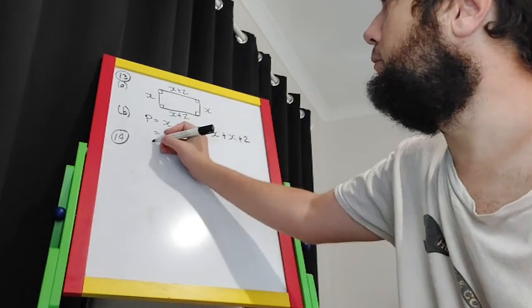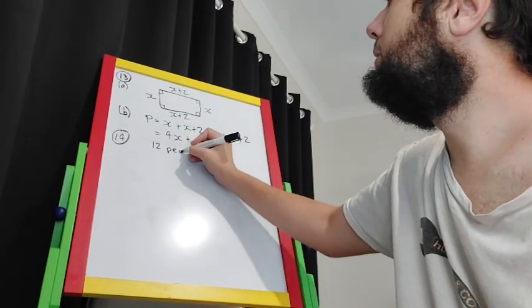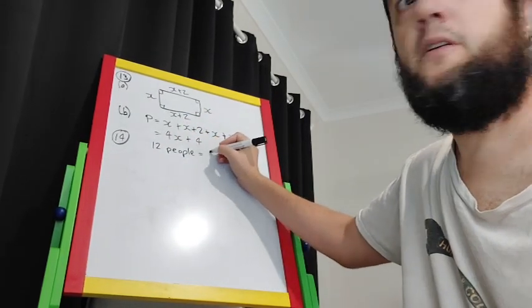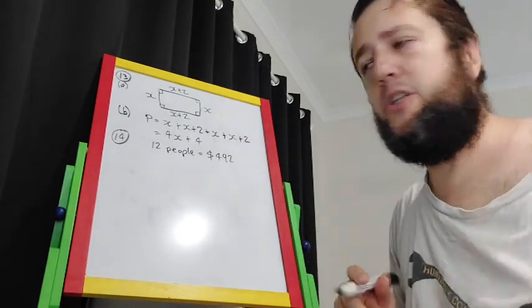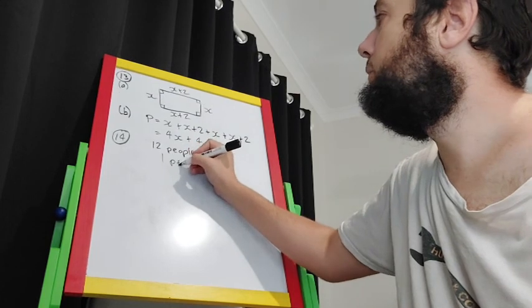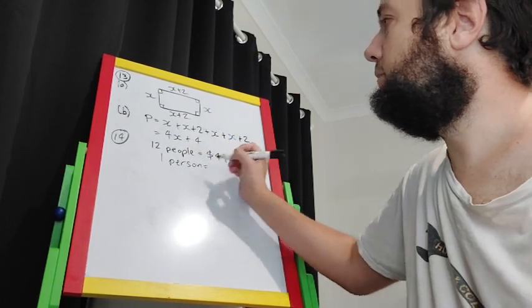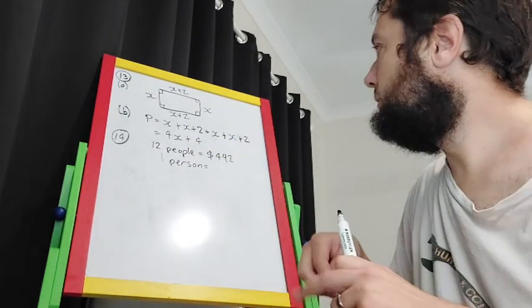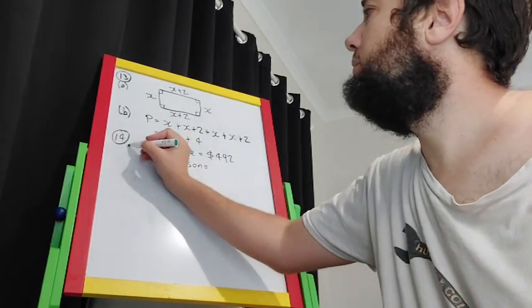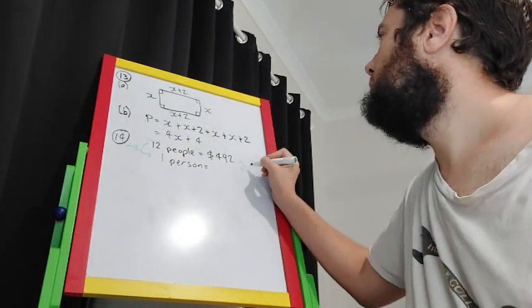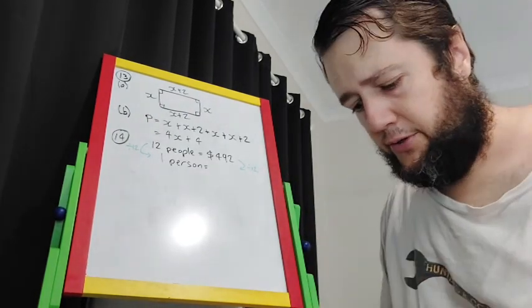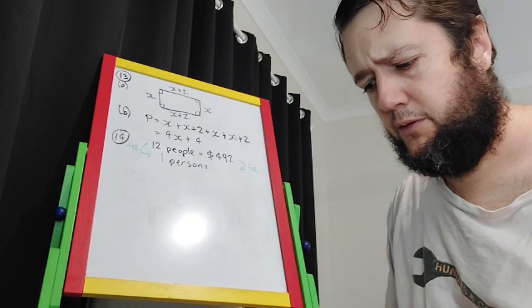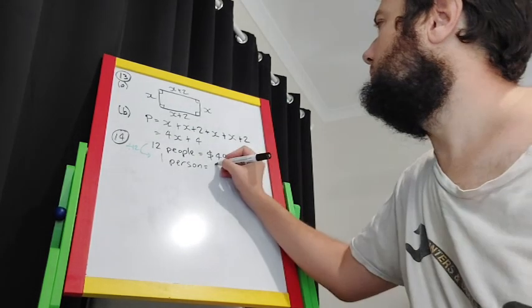So 12 people paid $492. To find what Meg paid, which is one person, how would we do that? Divide by 12. Similar technique to what we've seen elsewhere. So 492 divided by 12 gives me $41.